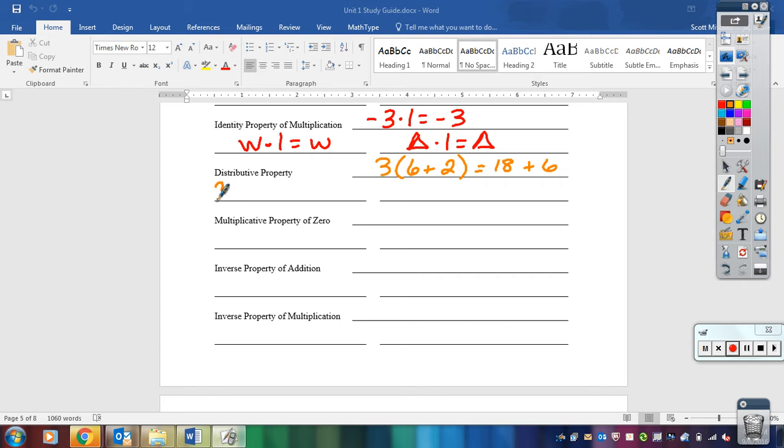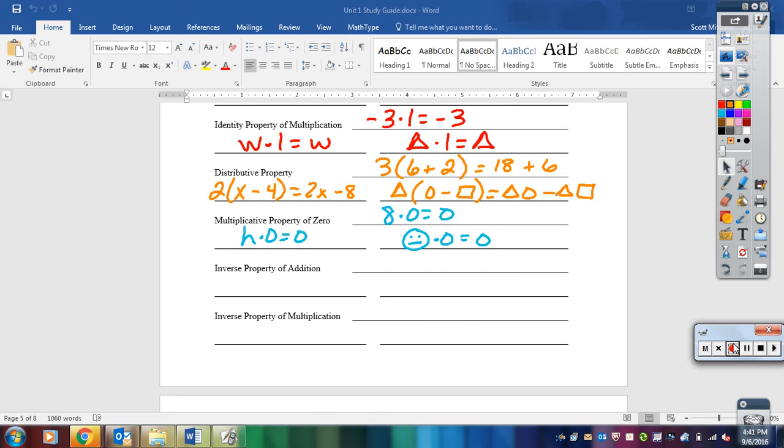We can do some variables, algebraic. 2 times x minus 4 would be 2 times x is 2x. 2 times negative 4 is minus 8. That's the distributive property. And we can also certainly do it with symbols. Let's do triangle times circle minus square equals triangle times circle minus triangle times square. That's an example of the distributive property. Probably the easiest property is the multiplicative property of 0, which says if you multiply by 0, you have nothing.